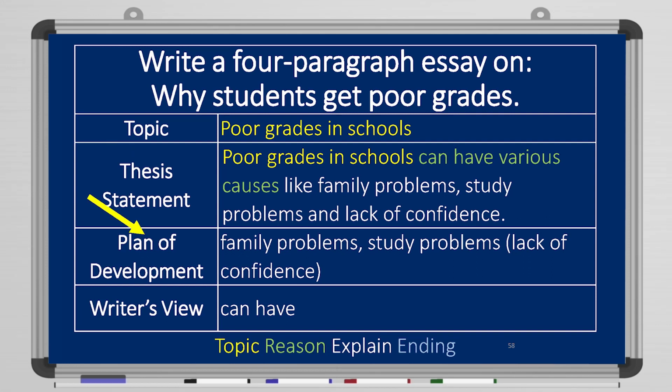My plan of development is how I'm going to develop this idea. So I'm going to mention family problems, study problems, and lack of confidence. What is my view? My view is "can have," because in my opinion, these students can have these problems. It's not necessary. See how that works? See how easy that is?